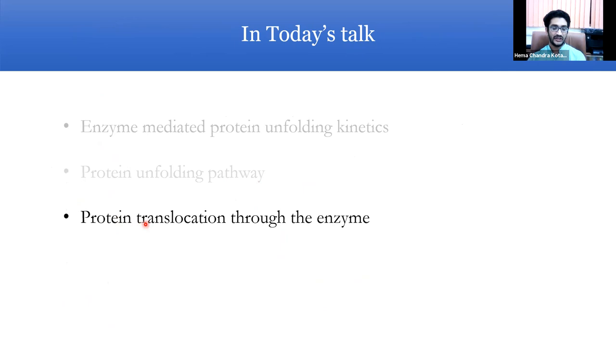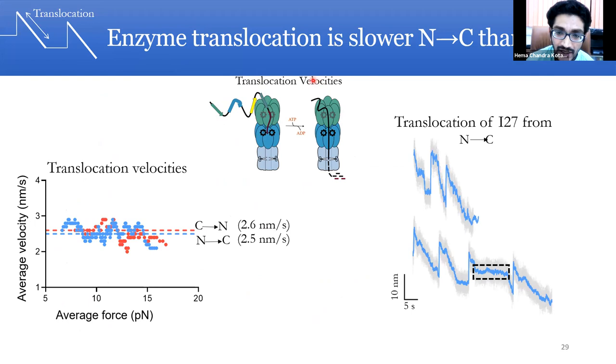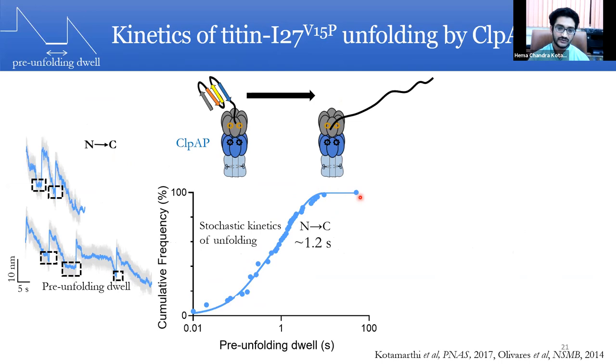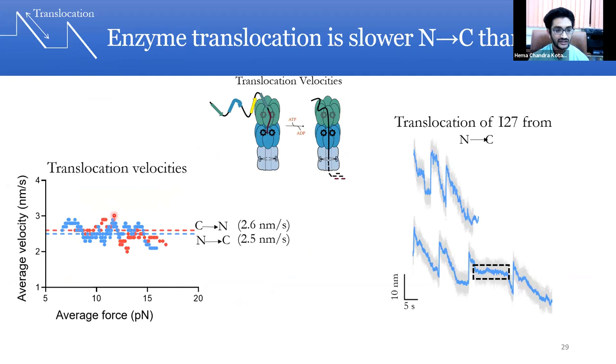Now, as I said, once a protein is unfolded, it is actually translocated through the enzyme, and this translocation results in further degradation. And these are nothing but chains of amino acids. If you remember the unfolding part that I mentioned before, that process was very stochastic, in the sense you can see that the unfolding rates were very diverse. Whereas protein translocation is more or less very homogeneous.